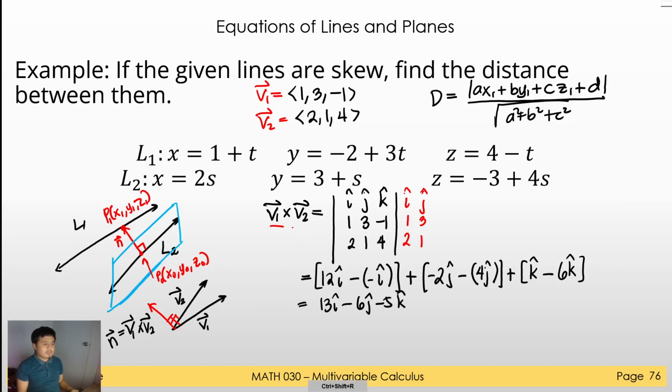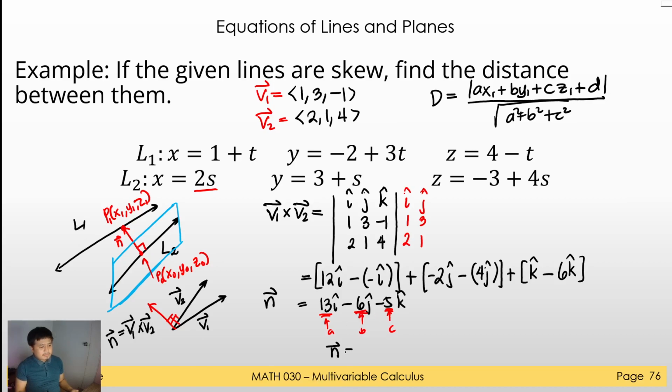So this will be your cross product, or again, we have this orthogonal vector, and so we know that this is your A, this is your B, and this is your C of this orthogonal plane. Now, to find this D, we can substitute the value of any point in this line 2. Since we chose this line 2 as our arbitrary plane, then we can substitute 2s, 3 plus s, and -3 plus 4s.